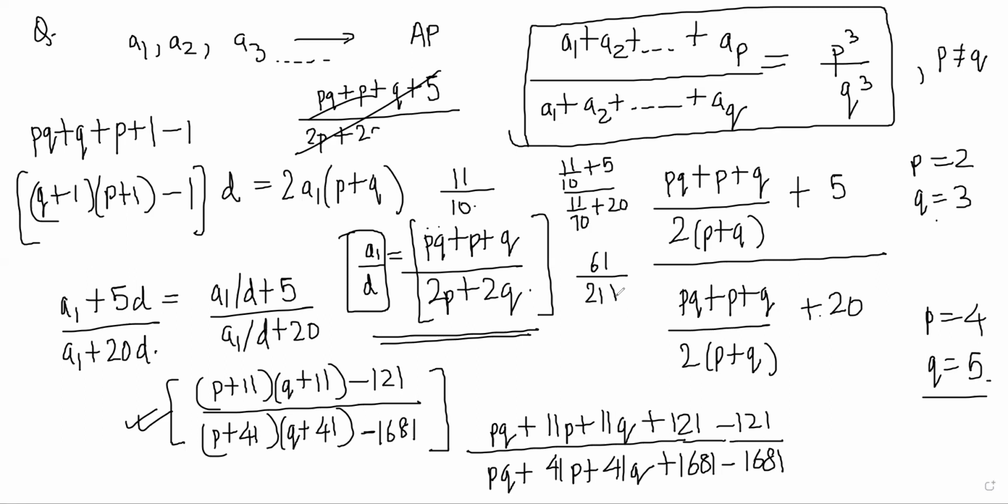Something is missing in the question. It doesn't seem right. I mean, answer will be 121 by 1681, right? Answer is the third one, right? So one second.